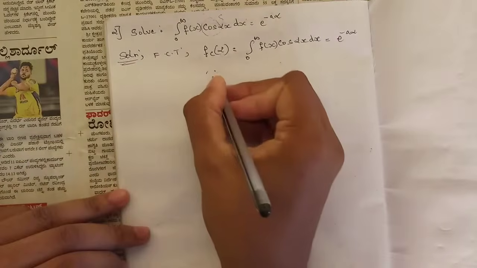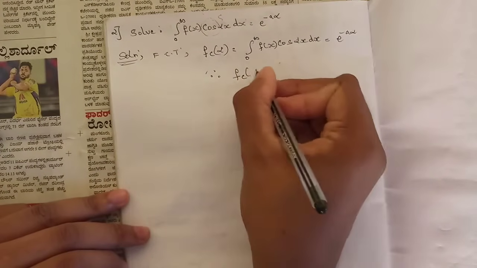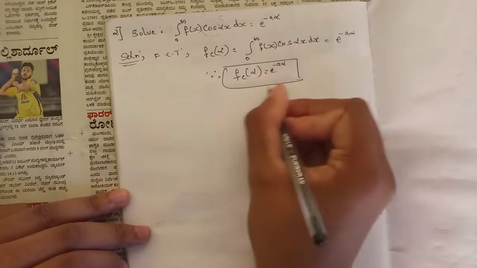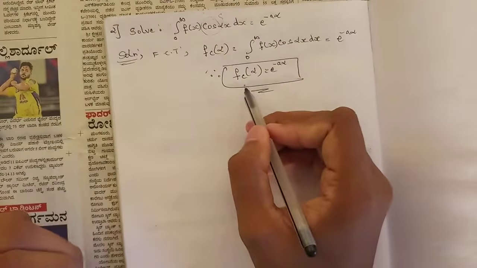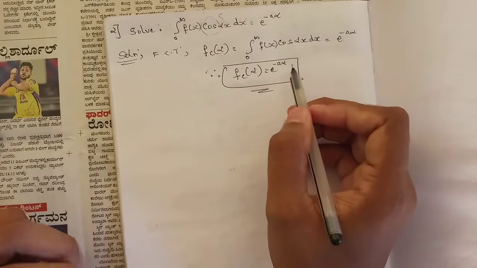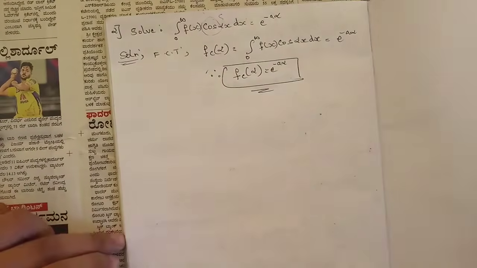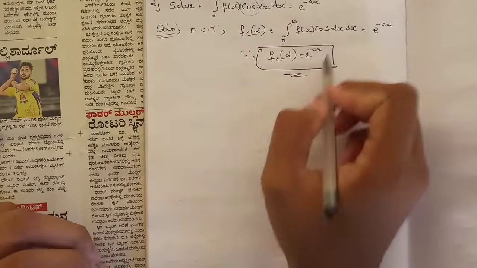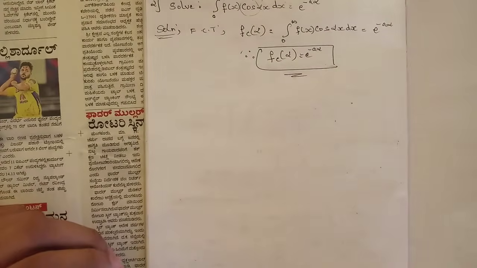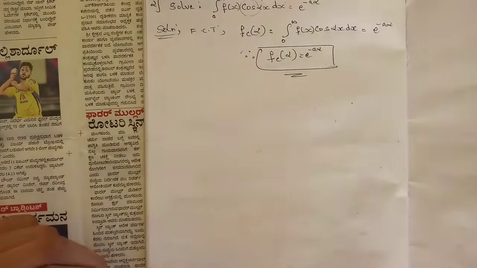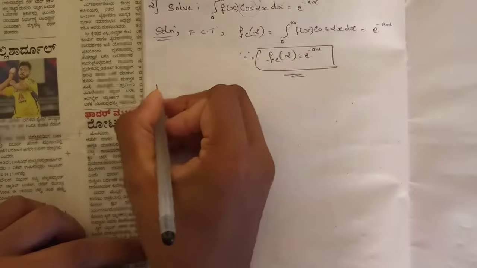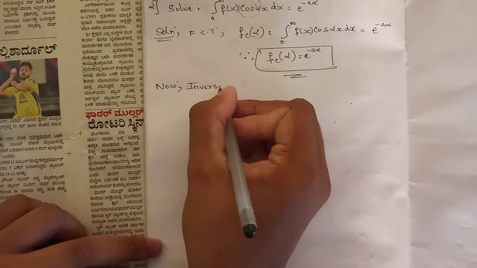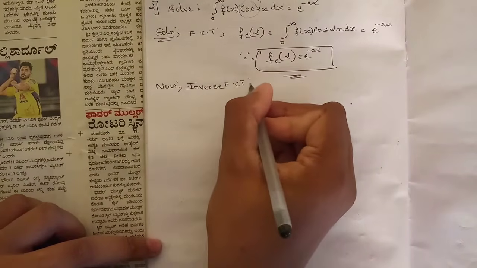So therefore we can even write it as Fc of alpha is equal to e to the power minus a alpha. Now, by using the inverse Fourier cosine transform, we need to substitute directly the value of Fc of alpha equal to e to the power minus a alpha. So now we are going to use the inverse Fourier cosine transform.